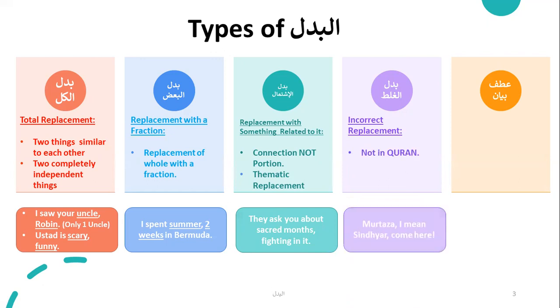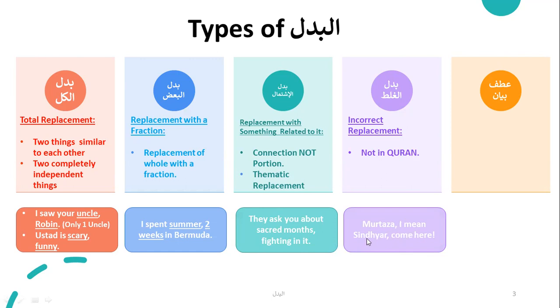So for example, I want to call my son. I'll say Murtaza. Oh, I mean Sindhyar. His name is Sindhyar, but by mistake I called my brother's name. That is what Badal al-Ghalat is: you replace Murtaza, my brother's name, with my son's name. This is not something which happens in Quran. There is actually no mistake in Quran. Allah does not make any mistakes in Quran. This is something which is there in Arabic language, but it is not really present in Quran.